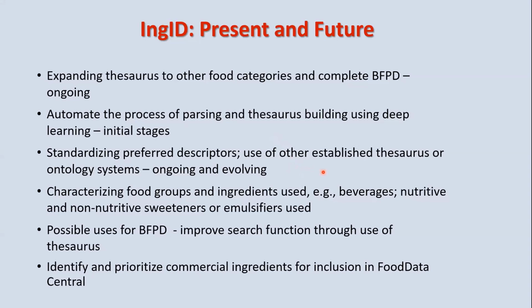We would like to see more food groups and ingredients characterized. For example, we just did the baked products. We would like to do beverages and mixed dishes next. We also want to do nutritive and non-nutritive sweeteners and emulsifiers because of the public health concerns. We would like to see the Ingredient ID and the thesaurus used for BFPD to improve its search function and for FoodData Central to identify and prioritize commercial ingredients for inclusion.